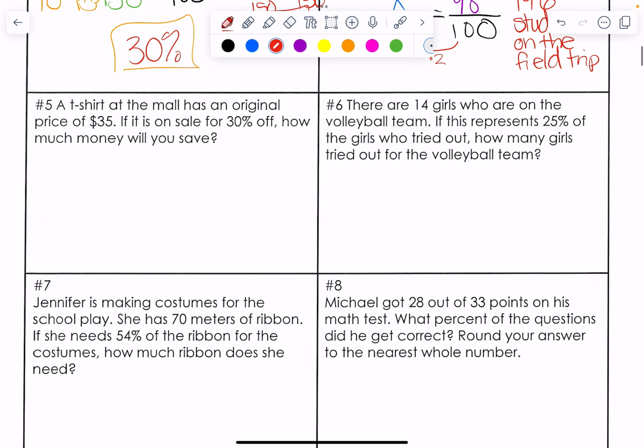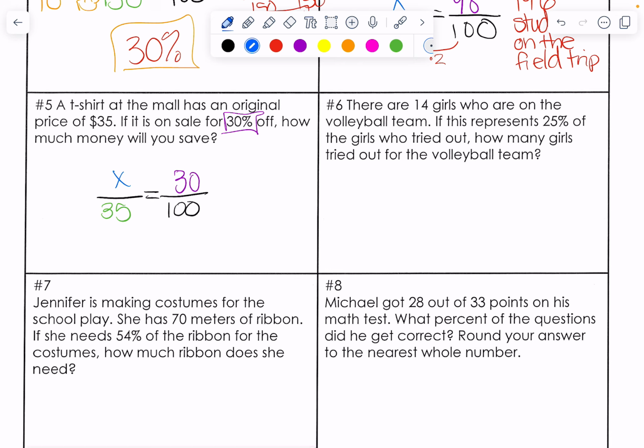All right, number 5. A t-shirt at the mall has an original price of $35. It's on sale for 30% off. How much money will you save? Ask yourself if there's a percent. There is. And the original price is $35. And I'm solving for the part that's equal to that 30%. Here's how the proportion would be set up.